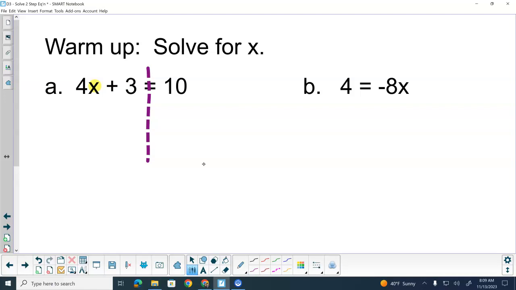Subtract 3 first, because remember we do addition and subtraction in solving equations first. So I'm going to subtract 3 because it's plus 3. Okay. All right. So then these cancel each other out, leaving me with 4x equals 7. Then what? Divide 4 on each side.